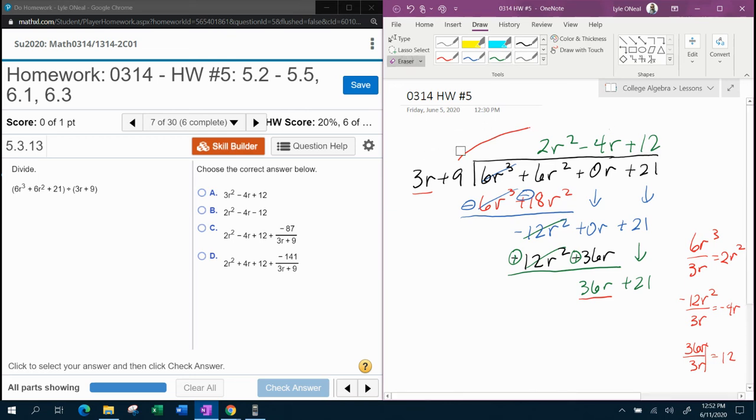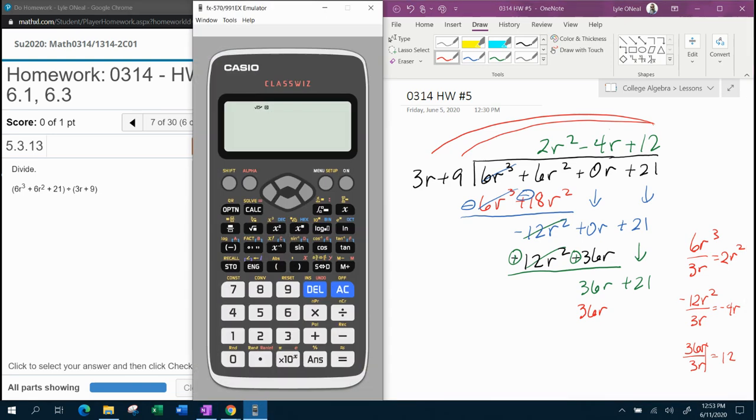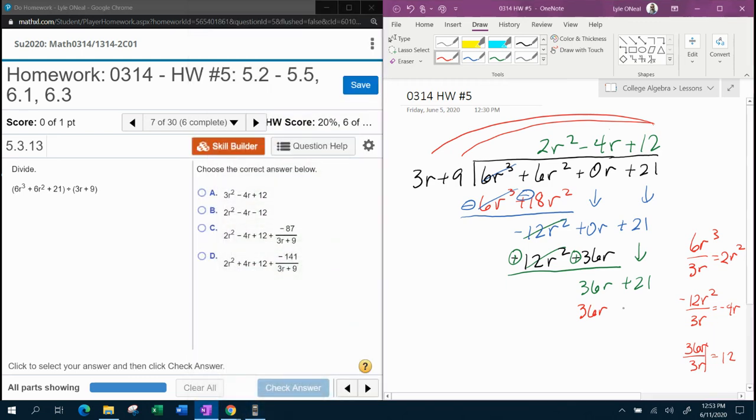And then the next step of the process, we need to take the 12 and we need to distribute. So now the 12 is going to distribute. 3 times 12, that's 36r. Again, do you see those match? They have to. Oh boy, 9 times 12. Anybody know what 9 times 12 is? Thank God for the calculator. 9 times 12, I think it's 108. Bam! And that's going to be positive 108.